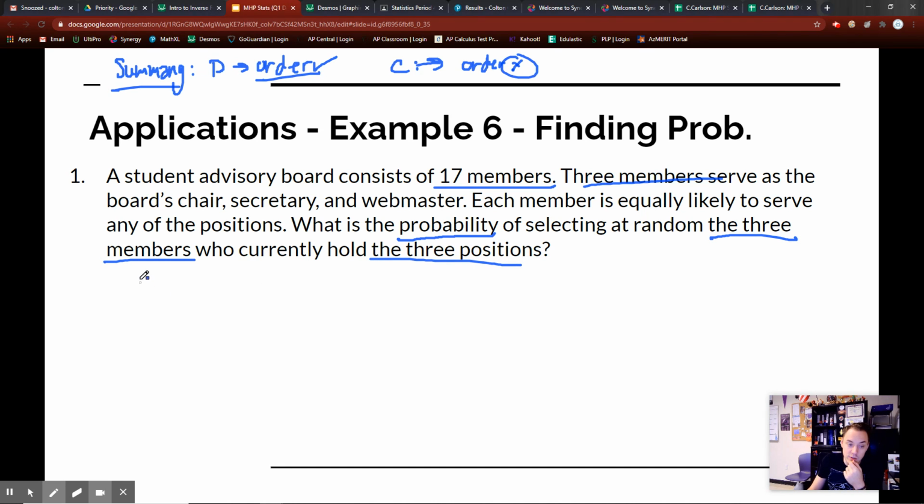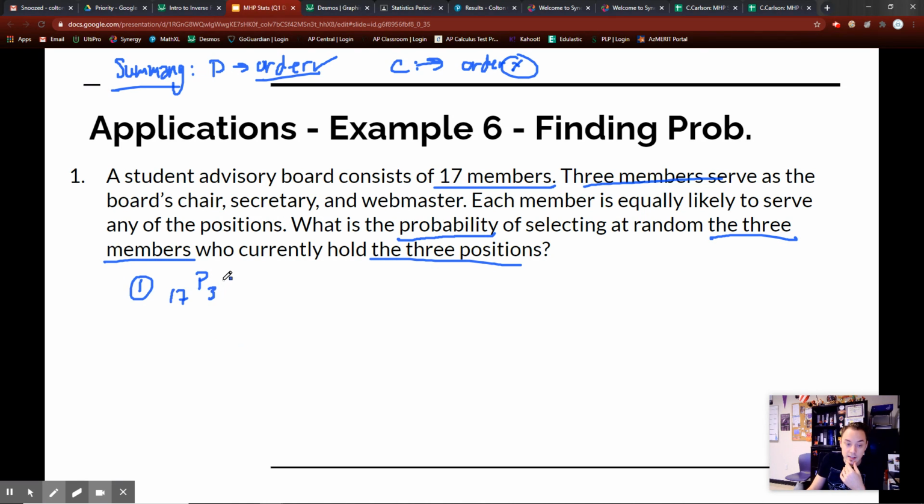Okay, so this is very tricky, but let's try to do it step by step. First things first, is it a permutation or combination? The reason I'm doing permutation here is because it is a rank: a secretary, chair, and webmaster. It does matter who gets in there. Now, each member is equally likely to serve any of the positions. That's what the problem says, yes. But that doesn't mean it doesn't matter who actually serves the positions. It does matter ultimately who serves the positions, so that's why I'm going to use permutations.